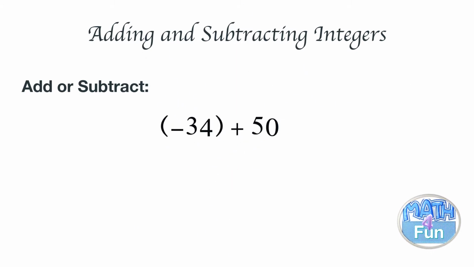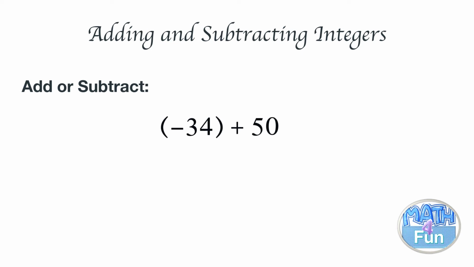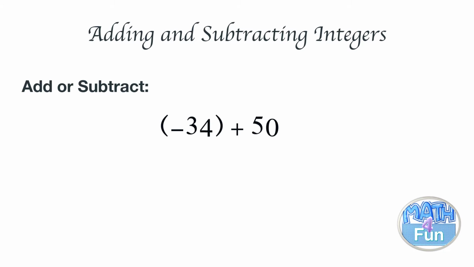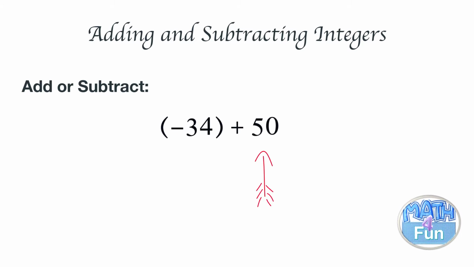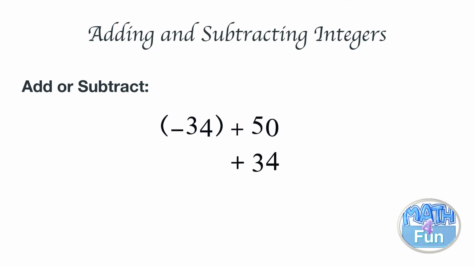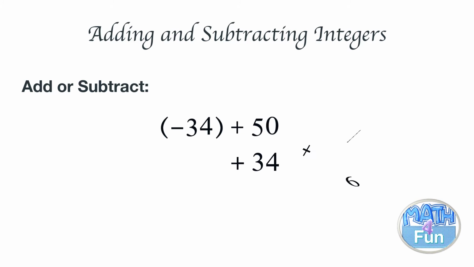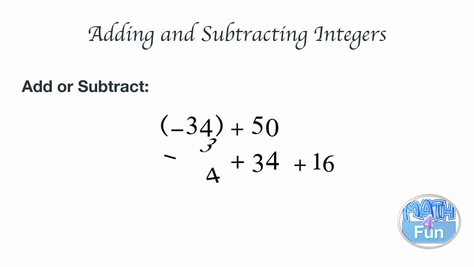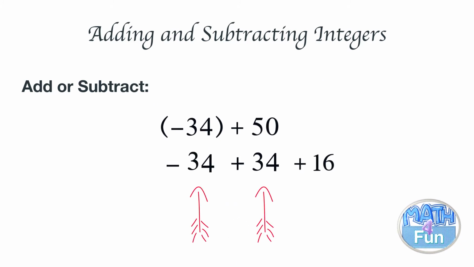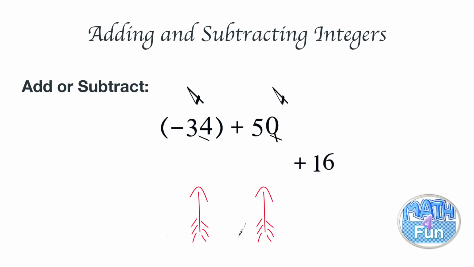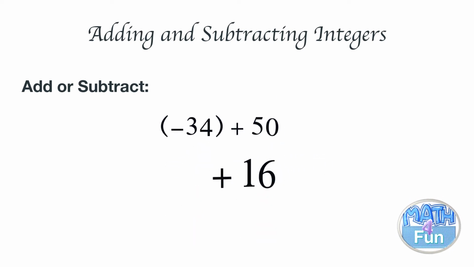Minus 34 plus 50. They have different signs. So what do we do? We look at which one is bigger, 34 or 50. 50 is bigger. So we have to take 34 from the 50. So we write plus 34 plus what to get 50? We say plus 16. Here we write minus 34. Now minus 34 and plus 34 is going to be equal to 0. So the answer is going to be plus 16.